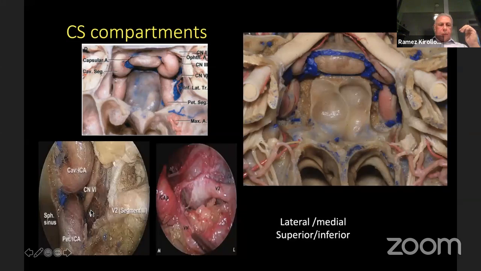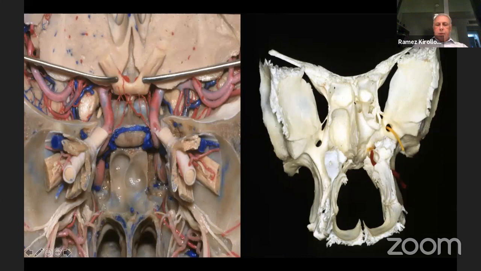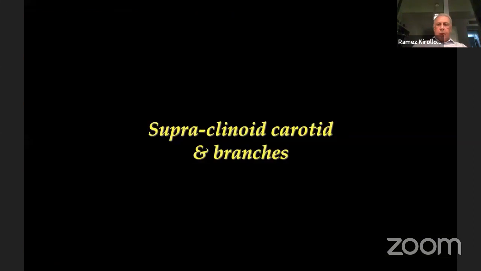And this is an endoscopic view, lateral to the carotid, where you see the V1 and related to the sixth nerve, as I showed you previously in the cavernous sinus. So this is how we went through the carotid in the skull base.